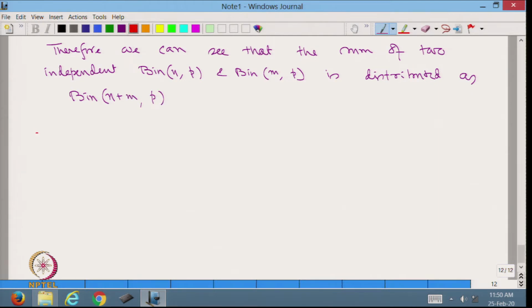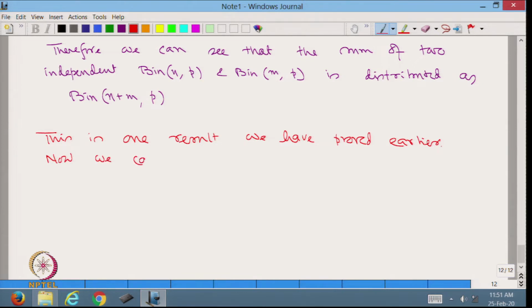This is one result we have proved earlier, but now we can find it very easily.